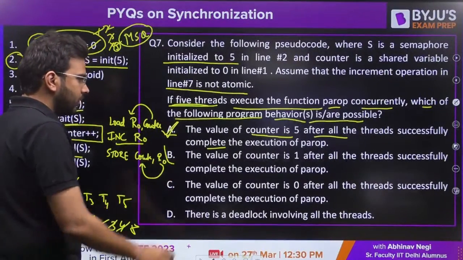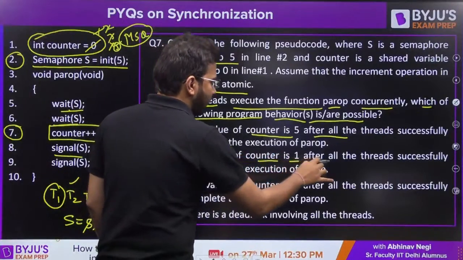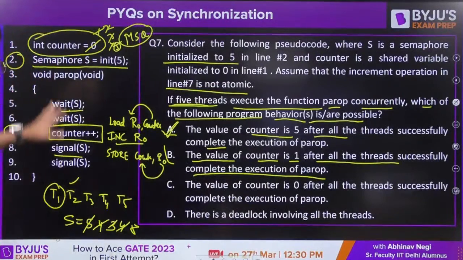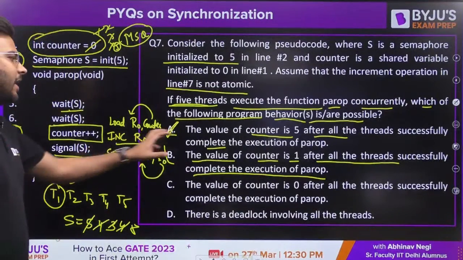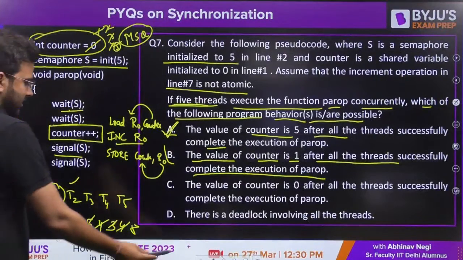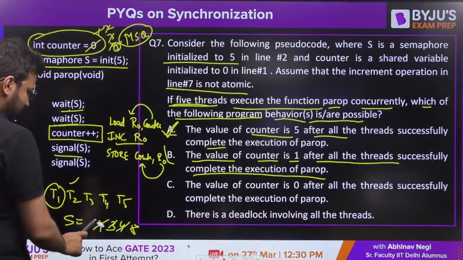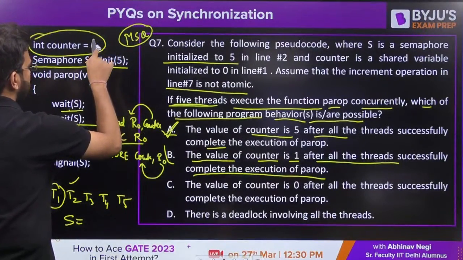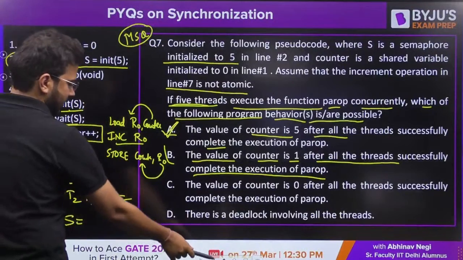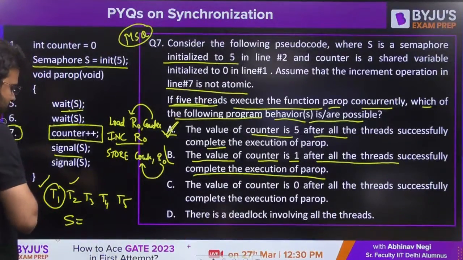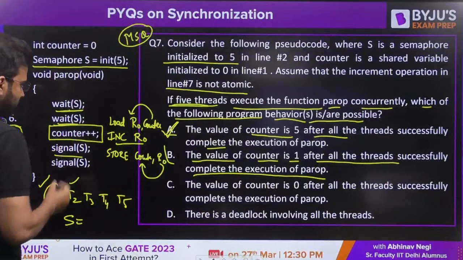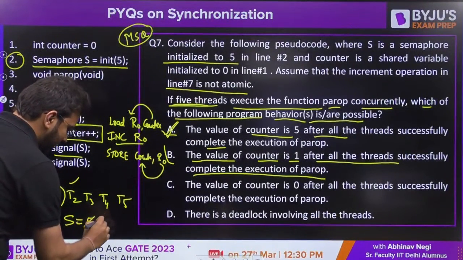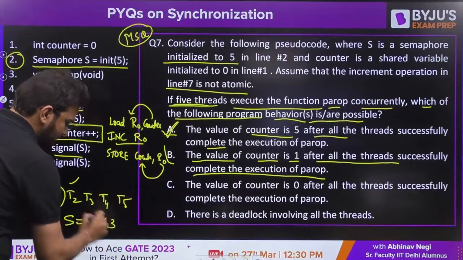Option B now. The value of counter is 1 after all the threads successfully complete the execution of perop. Is it possible that after completion of all the threads still the value is 1? Now let's consider that case as well. Let's say T1 starts executing, wait on S, it performs. Initial value is 5, it will make it 4, it will make it 3.